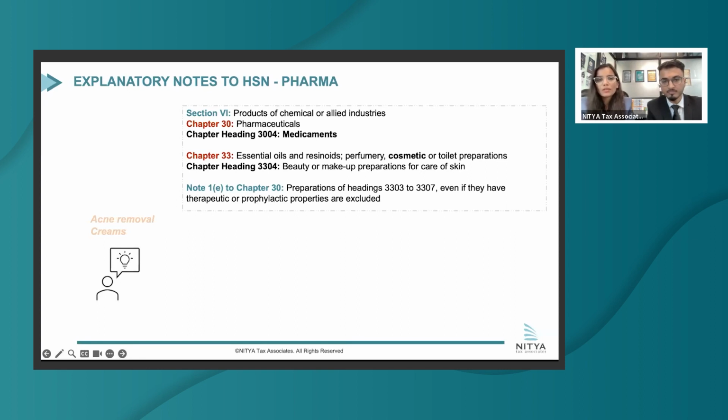So now we'll run a poll, and you all can give your views as to whether acne removal creams would be classified as a medicament, or it will be classified as a cosmetic product. Yeah, the poll is on your screens. So medicaments are covered under Chapter 30 and cosmetics are covered under Chapter 33.